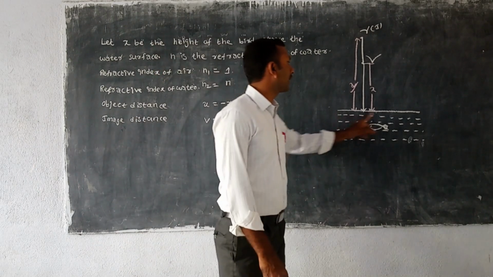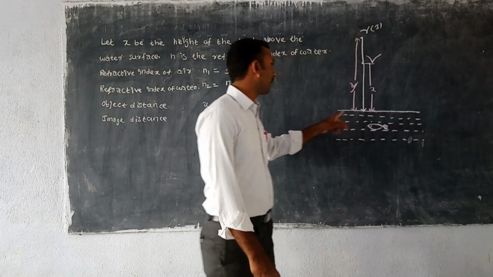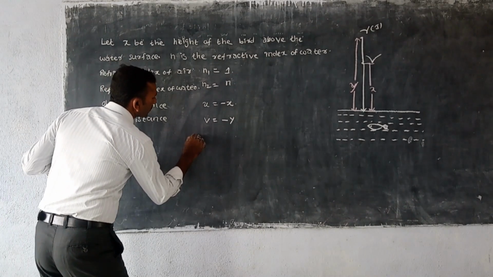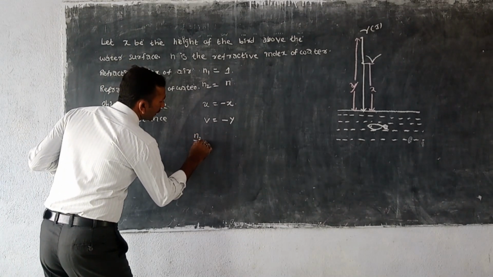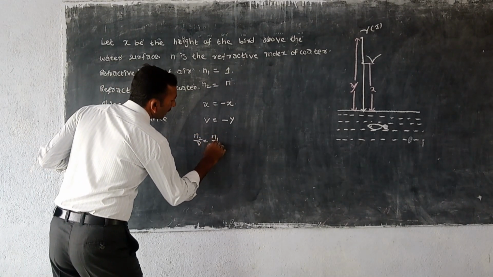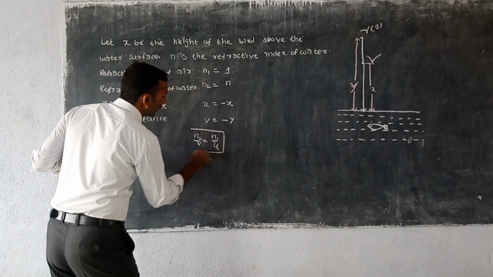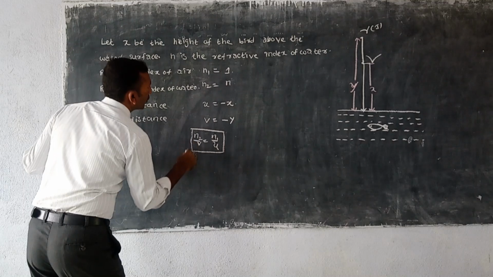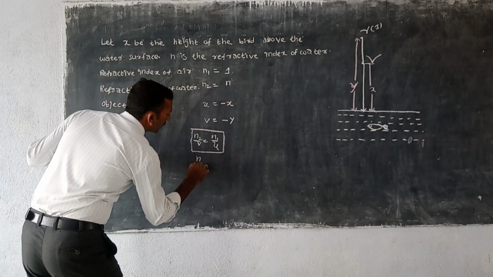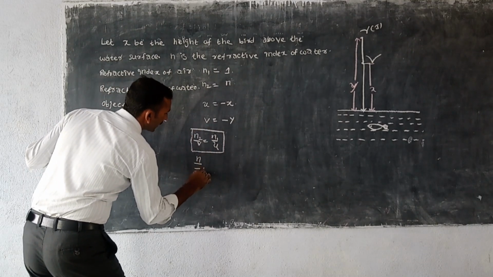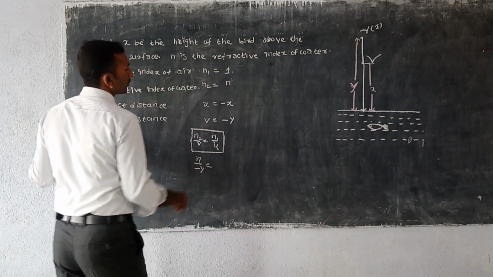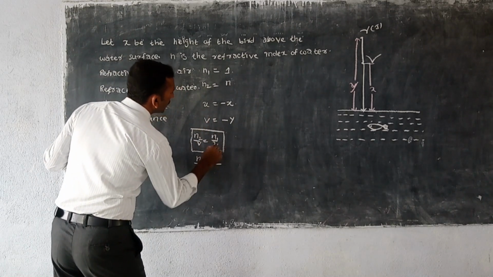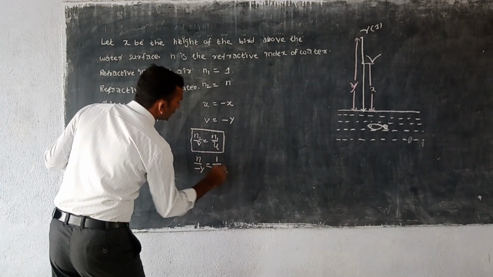But here we are taking the formula for the plane surfaces. Plane surfaces means, what is the formula there? N2 by V equals to N1 by U. This is the equation we have to use here, and substitute these values. N2 means what? N by V means what? Minus Y equals to, and N1 means what? 1. U means what? Minus X.